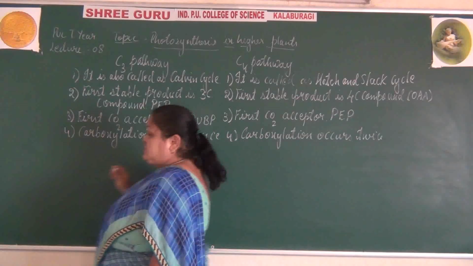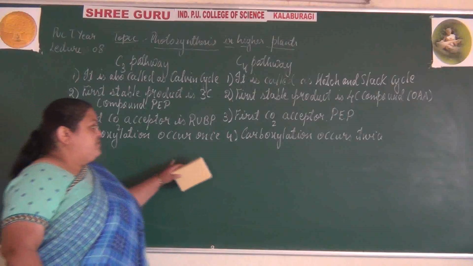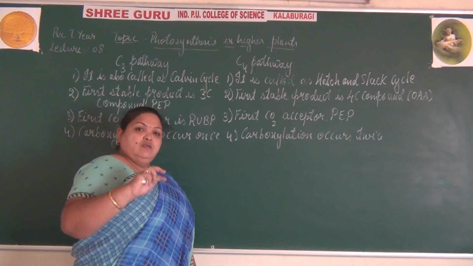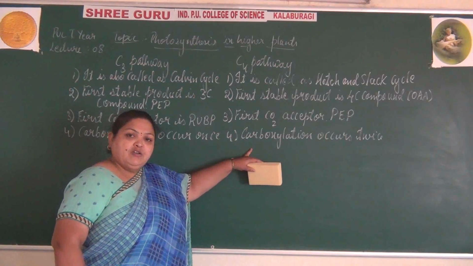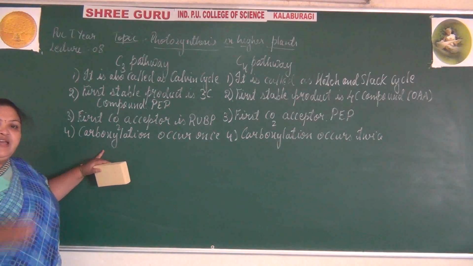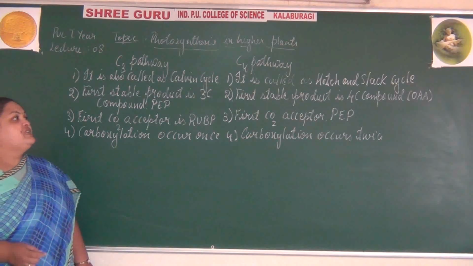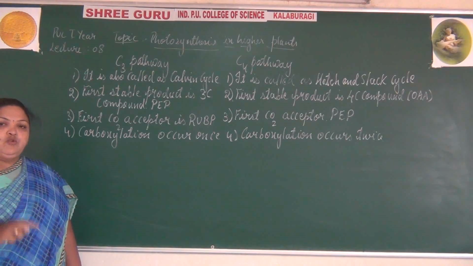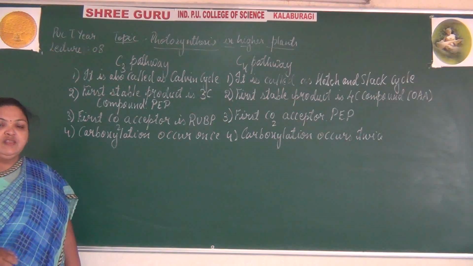In C3 it occurs only in the mesophyll tissue, where there is a simple anatomy of the leaf, while the C4 pathway occurs in both the mesophyll cells and bundle sheath cells, where there is fixation of carbon dioxide. So in the C3 pathway fixation of carbon dioxide is only once, while in the C4 pathway fixation of carbon dioxide is twice. One is in the mesophyll cell and the other in the bundle sheath cells.